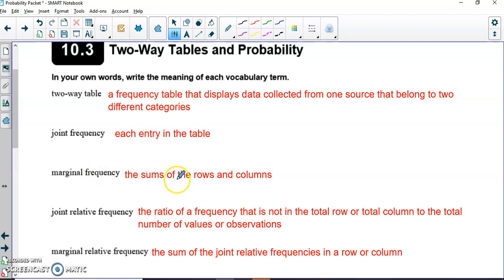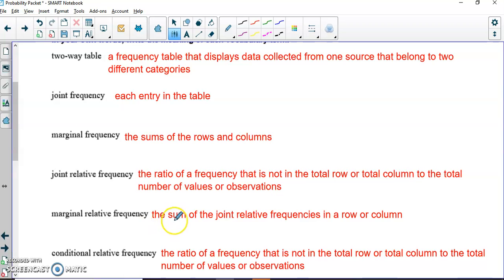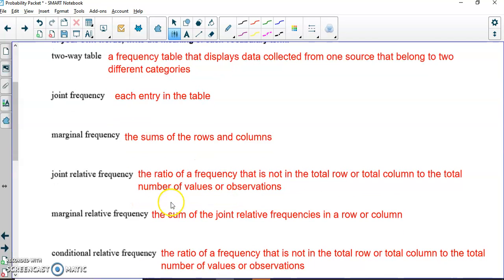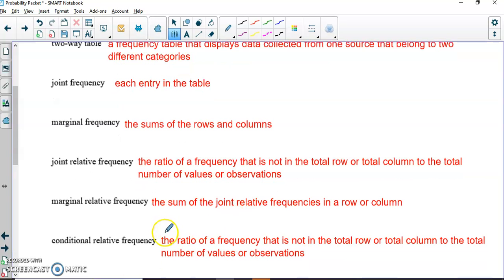Marginal frequency is when we add up the rows which go this way or the columns which go this way. Joint relative frequency is when you take the ratio of something to the total. And marginal relative frequency would be the sum of the joint relative frequencies in a row or column.